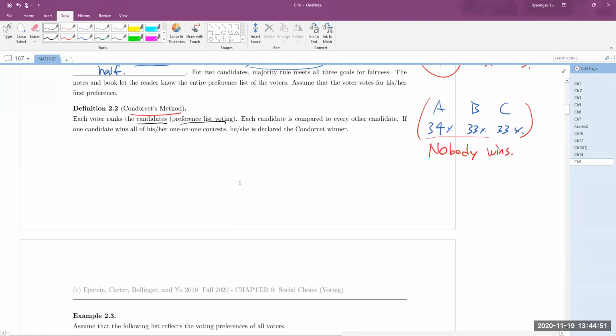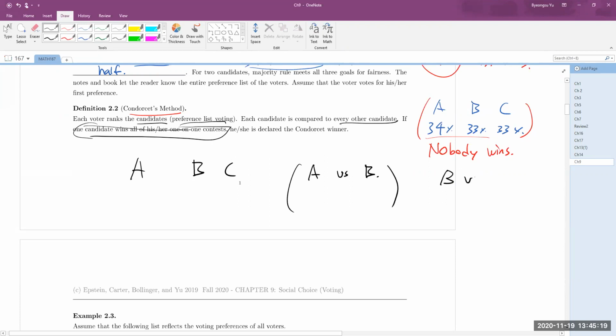And each candidate is compared to every other candidate, and if one candidate wins all of his or her own contests, which means that if you have 3 candidates, then you can just count who prefers A to B. So you can make A to B, B to C, and A to C, and just choose the winner for each case, right?